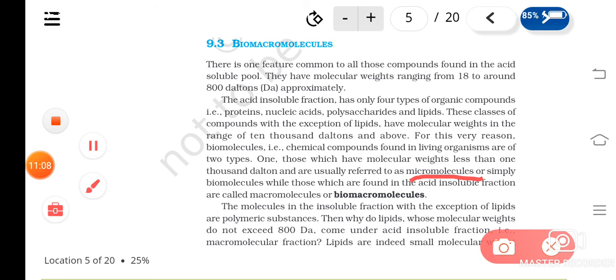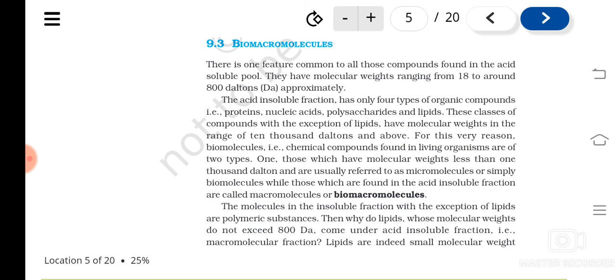They are found in the acid soluble fraction, and the molecules having more molecular weight are found in the acid insoluble fraction and are known as biomacromolecules.